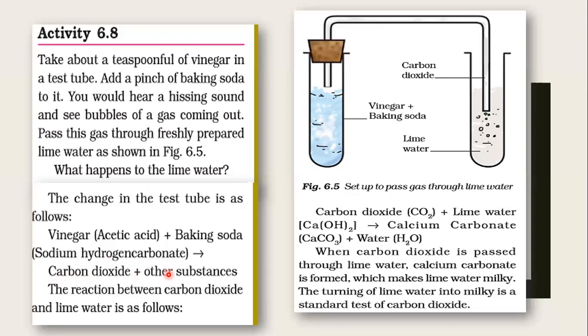We will pass this gas through freshly prepared lime water. Lime water can be prepared by dissolving lime in water. Lime is calcium oxide. If we dissolve calcium oxide in water, we can prepare lime water, and lime water's chemical name is calcium hydroxide.